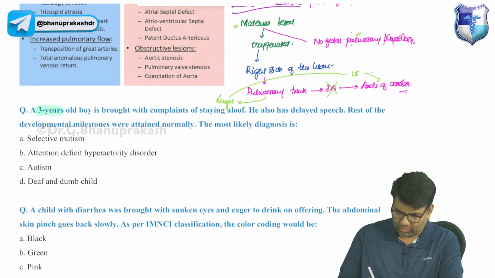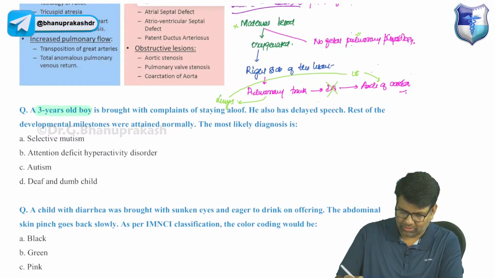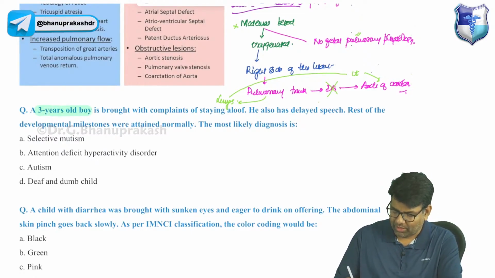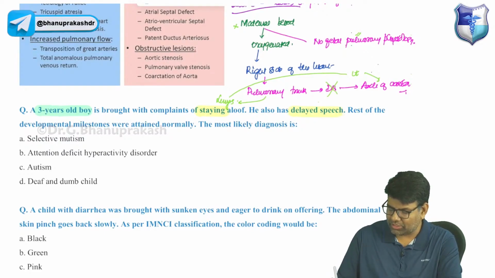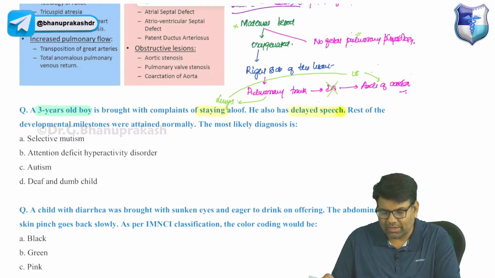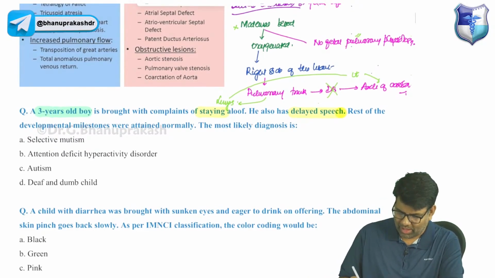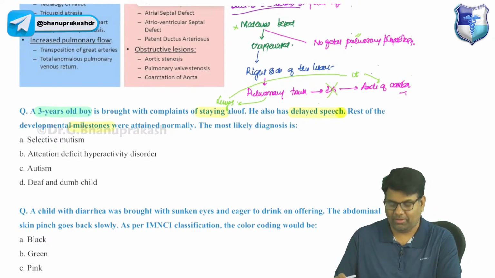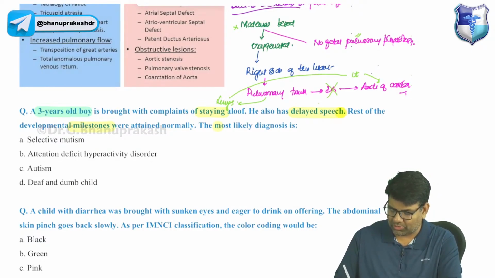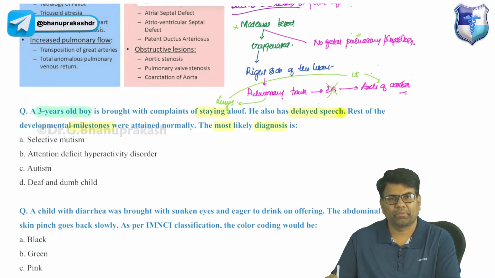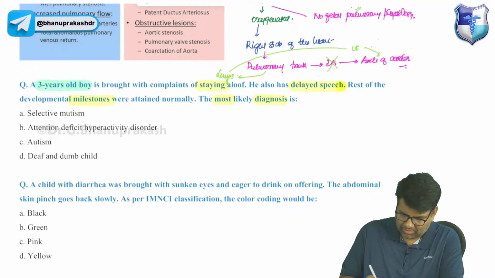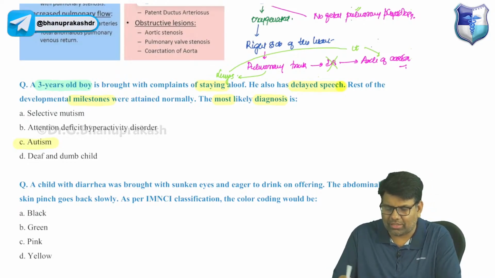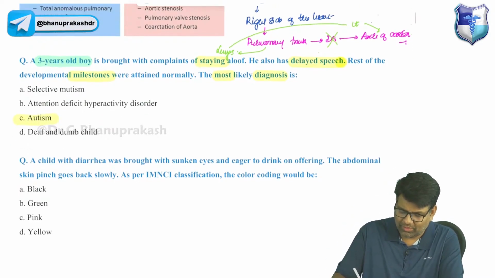A 3-year-old boy, now this age is very important here, he stays alone, speech is delayed, but the rest of the developmental milestones are normal. What can be the most likely diagnosis? I think this is pretty easy. I think this is a classical case of autism.